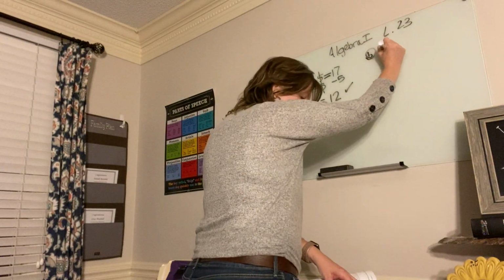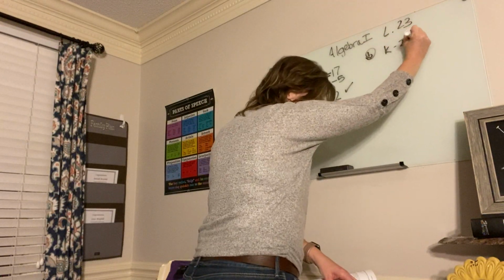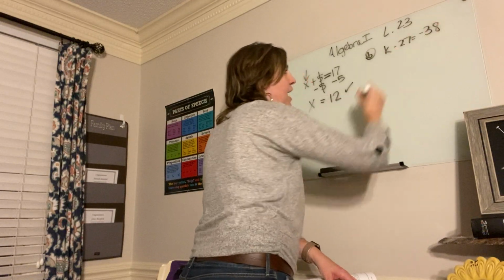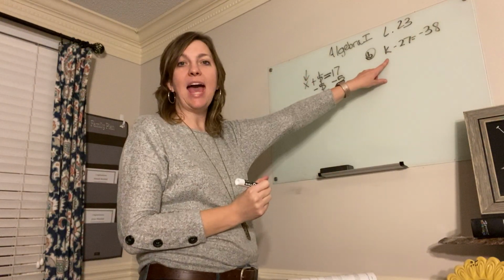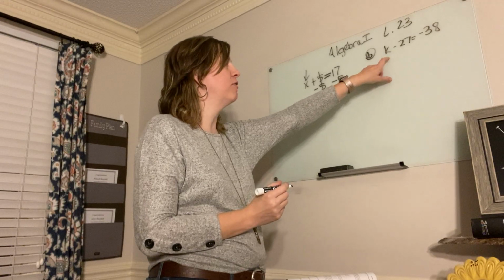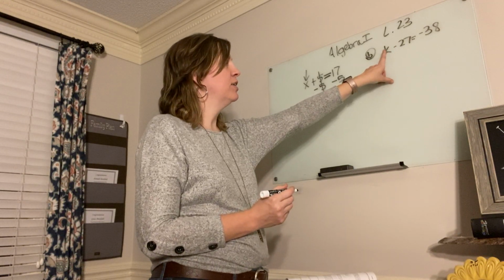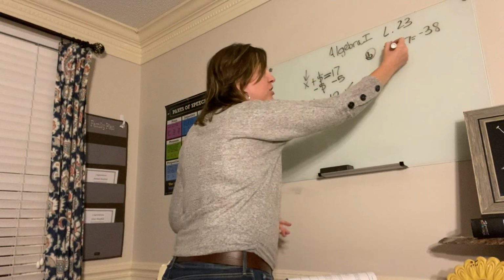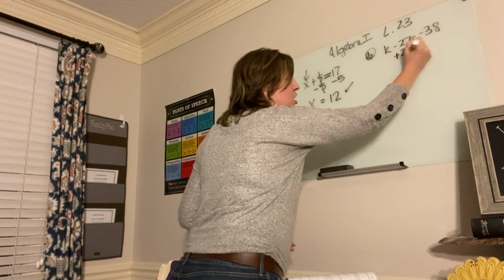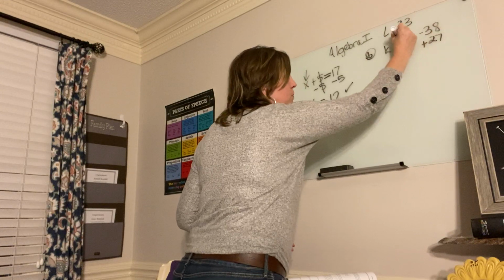Letter B says k minus 27 equals negative 38. Now, my variable is k, and I need to get k by itself. It's being subtracted from k. So to get k by itself, the inverse of subtraction is addition. So I'm going to add 27 to both sides.